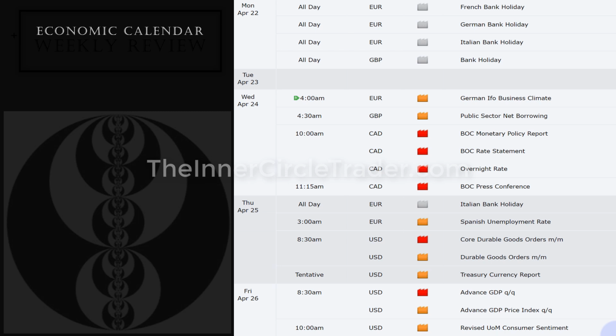I'm only doing this because obviously there's something to talk about for CAD, and CAD is a pair or major with the dollar index, and I only trade majors that are paired with the dollar index. So on Wednesday, in the London Open, we have public sector net borrowing, medium impact. Heavy hitter for next week is Canadian dollar, Bank of Canada, monetary policy report, and rate statement, overnight rate. And there is a press conference, obviously, scheduled for 11:15 a.m.